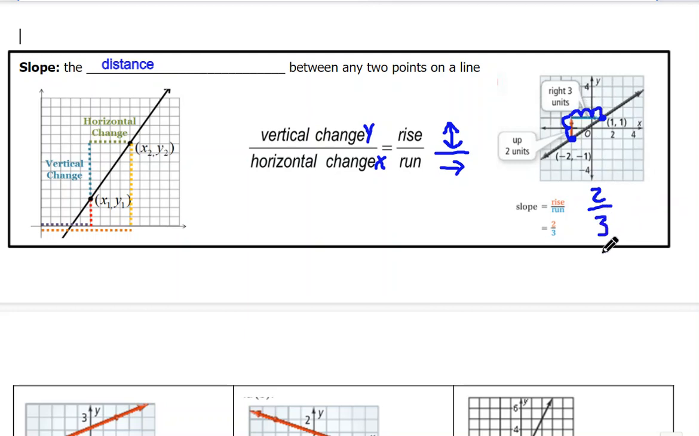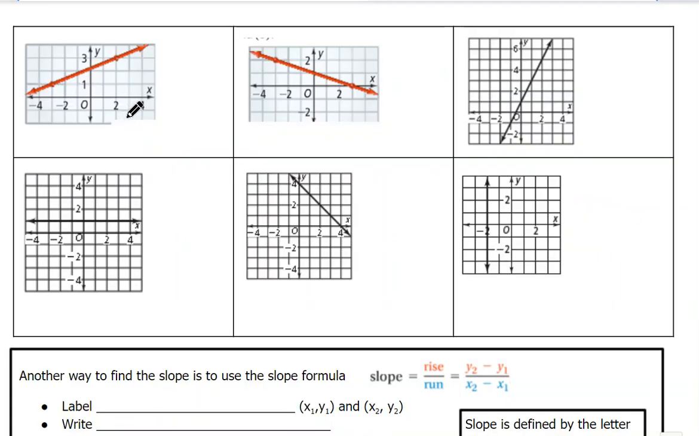All right, so when you're given a line on a graph, it's pretty easy to find the slope. You just count how many up or down it goes, and that goes on top. And then you can count how many over it goes, and that goes on bottom. All right, so let's practice some more slope.